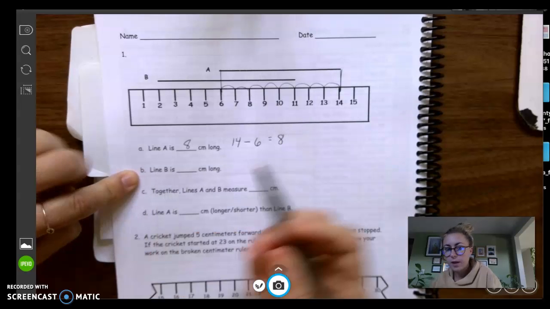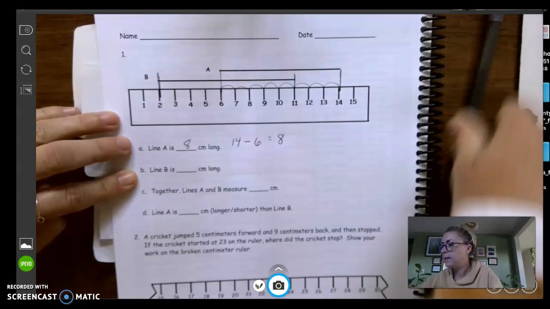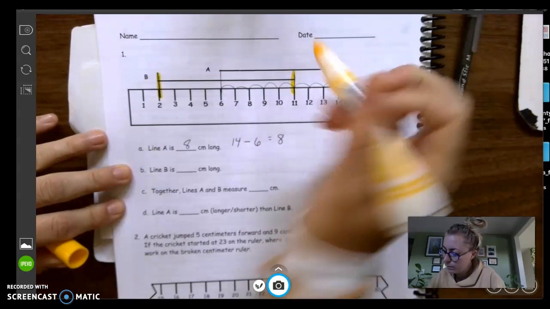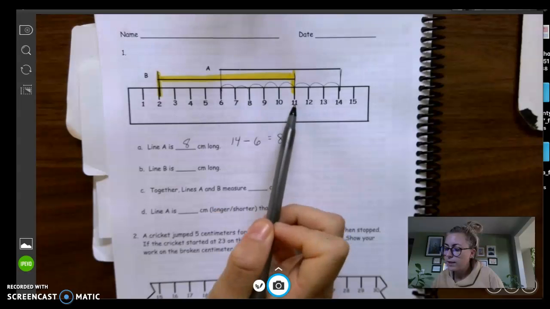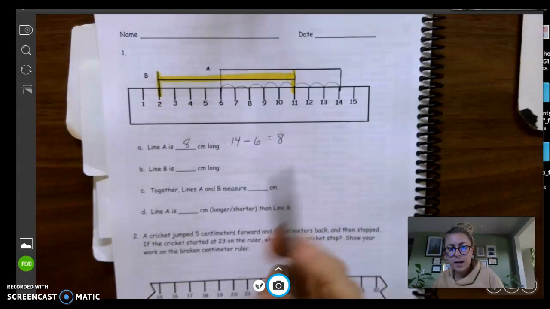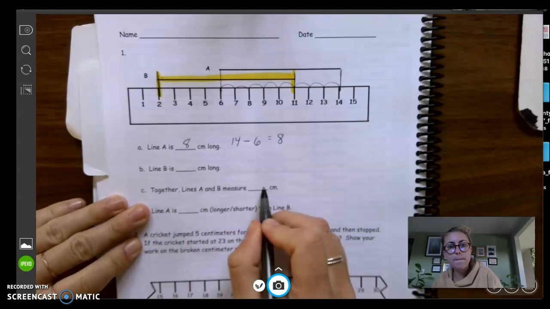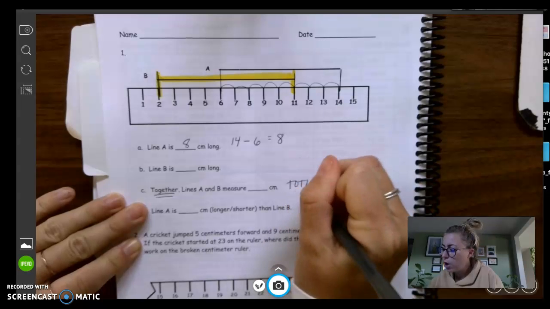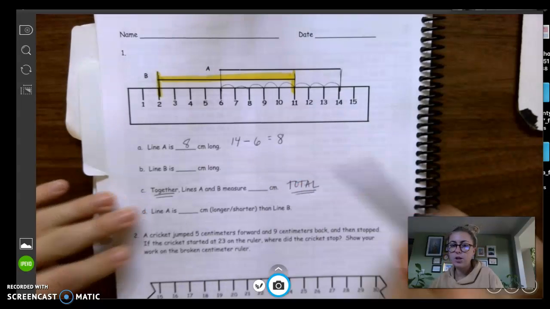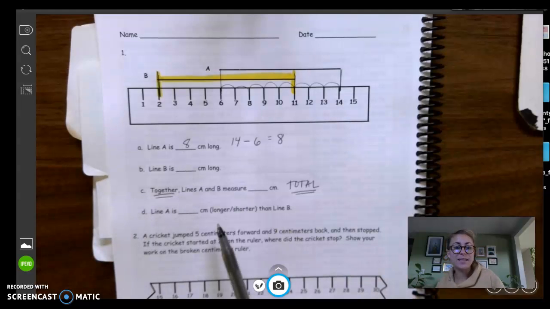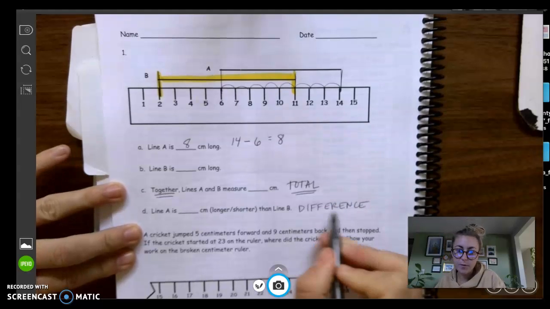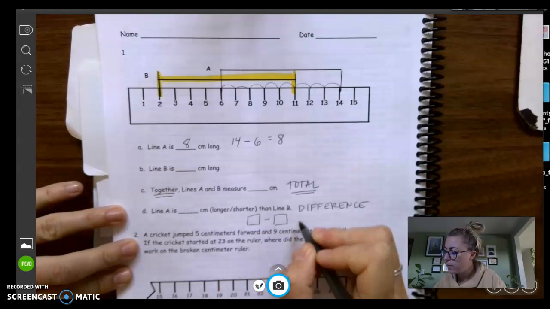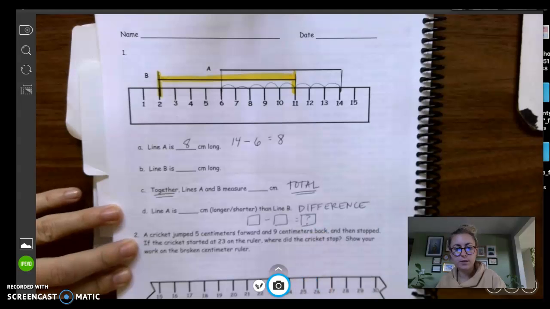I want you to do the same thing for line B, which starts here and ends here, and I can use a different color for that. Line B. So you could either count the centimeters or you can subtract 11 minus 2 to find that. Then it says together lines A and B measure blank. So together means you're looking for the total. So once you find these 2 numbers, you're going to add them together to find the total. Next, it's asking you line A is blank centimeters longer or shorter than line B. So now it's asking you for the difference. And remember, for the difference, you're going to subtract the smaller one from the bigger one to find the difference.